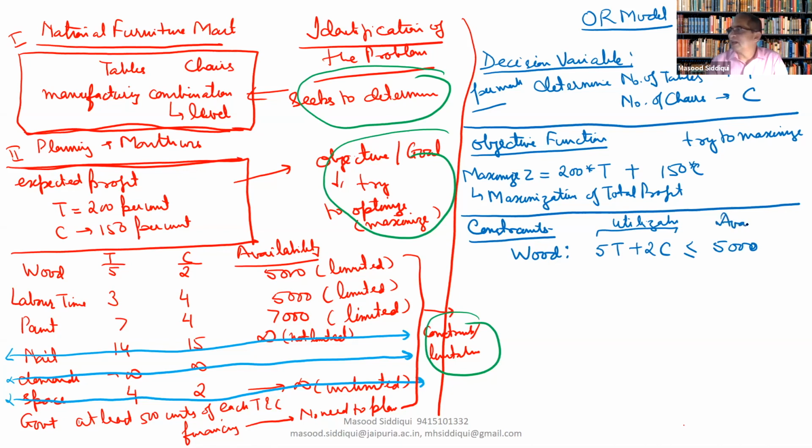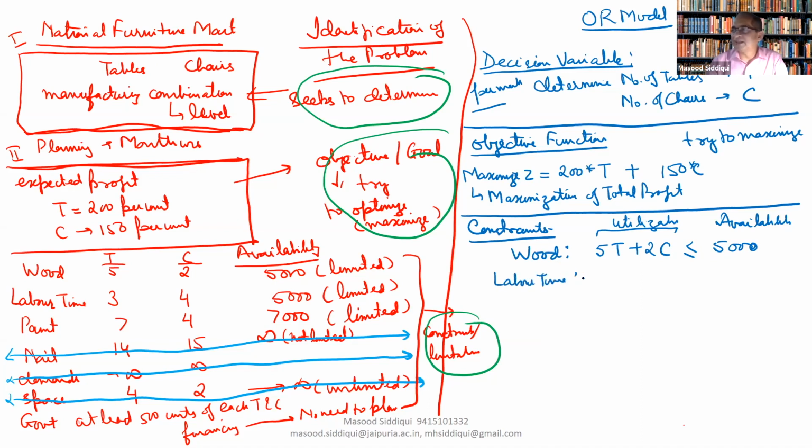So here on the right hand side, we have availability, right? The wood that is available is 5,000, and the condition is less than or equal to. Equal to means the whole of the wood is being utilized; less than means less than 5,000 units of wood have been utilized. Now the second condition is related to the labor time.